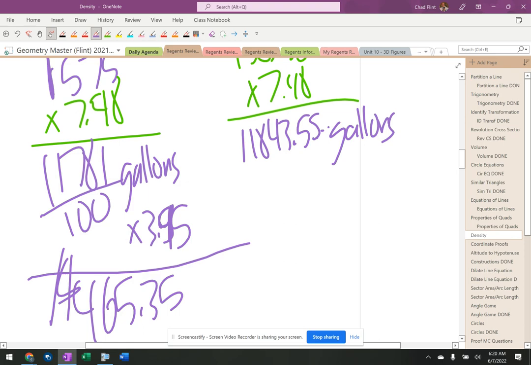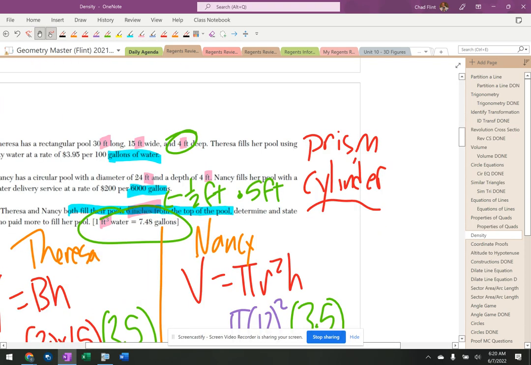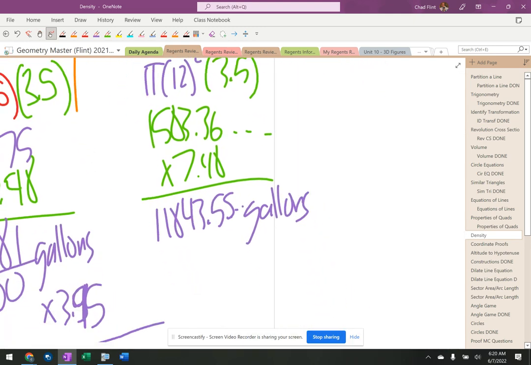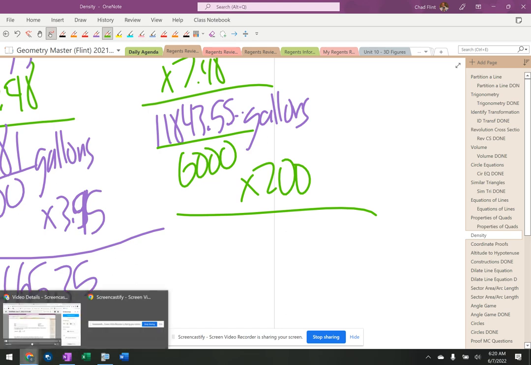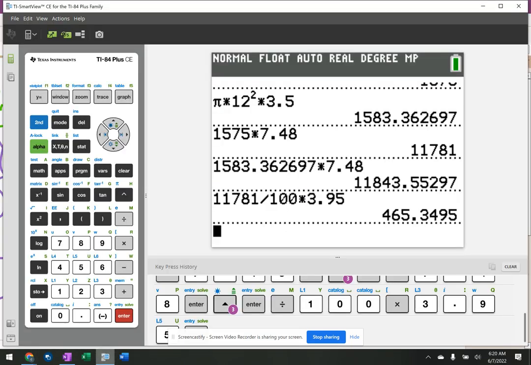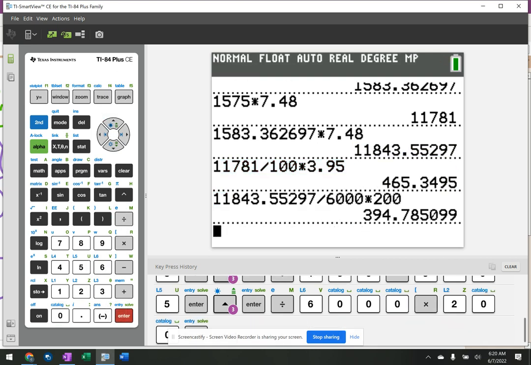All right, and then old Nancy here. $200 per 6,000 gallons. So I'm going to divide this by 6,000 and then multiply that by 200. And that's going to give me a grand total for my second nice suburban woman, probably from Pittsburgh. Divided by 6,000 times 200, 394.79.